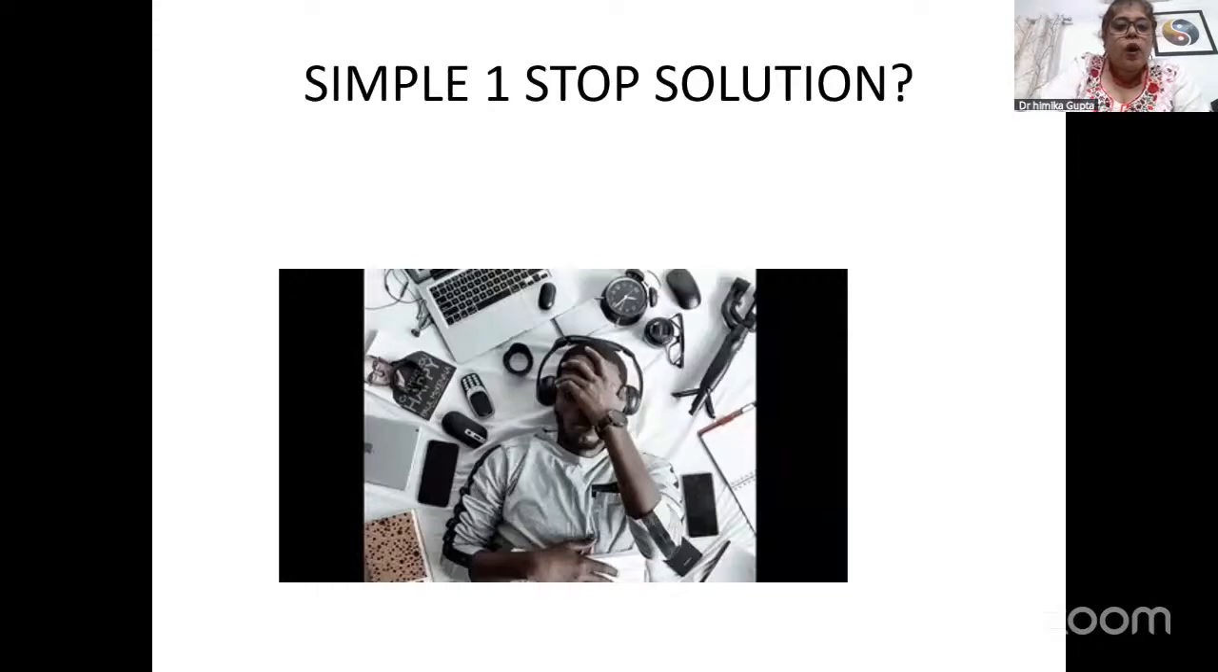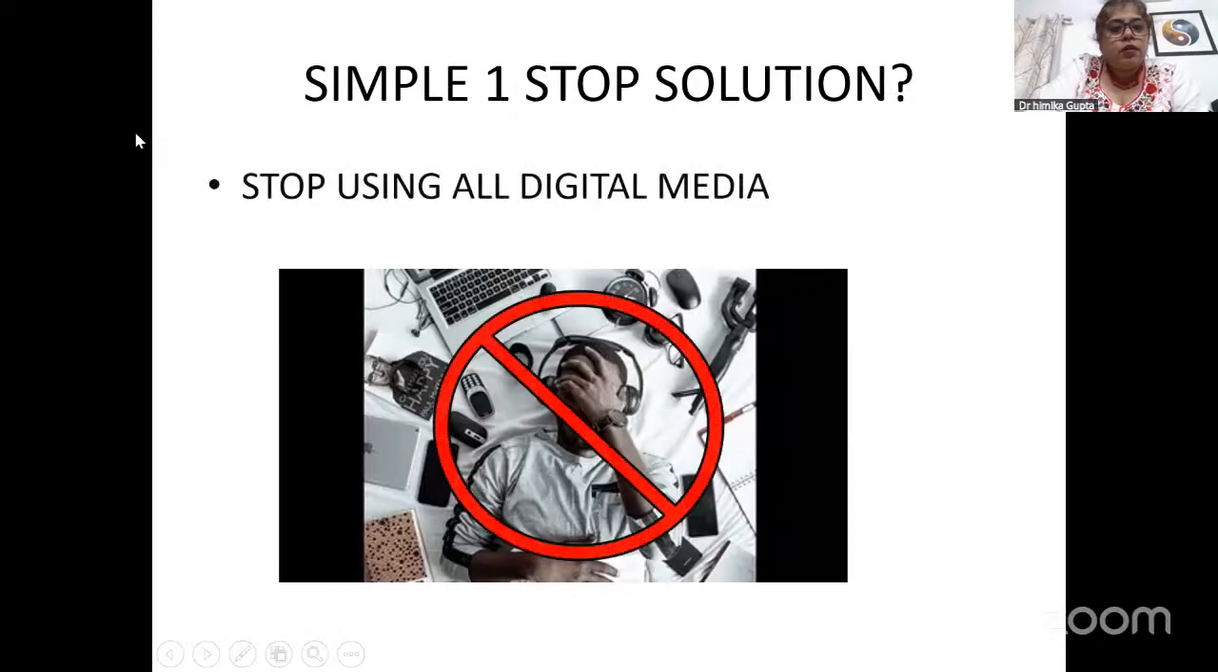So what is the one-stop solution for all this? Very simple. Stop using all digital media. But in today's practical world, is that possible? The paradox is, the proof is in the pudding itself. I'm giving a talk on reduced digital media time, and it's a Zoom call which is totally digital. We all are facing some amount of digital media time right now also.